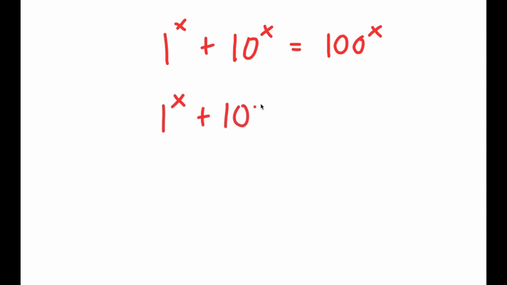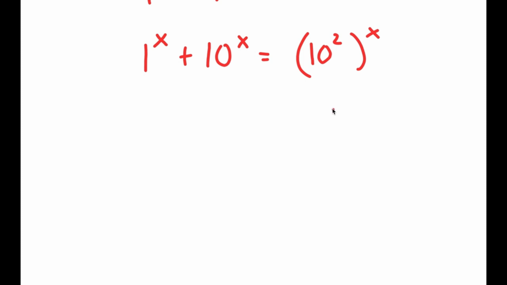Alright, so in this video, I'm going to solve the equation 1 to the power of x plus 10 to the power of x is equal to 100 to the power of x. So, to solve this, I'm going to first start by rewriting this as 1 to the power of x plus 10 to the power of x is equal to 10 squared to the power of x. Now from here, I'm going to look at the term 1 to the power of x.